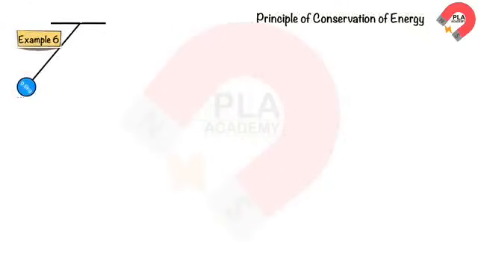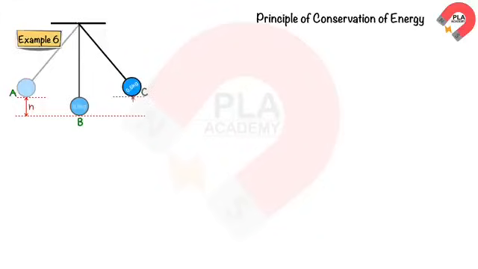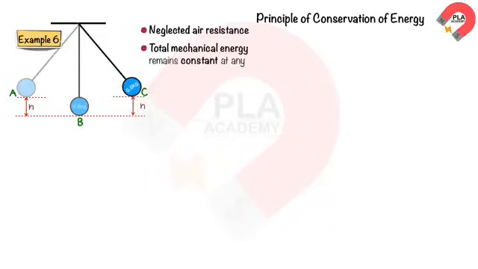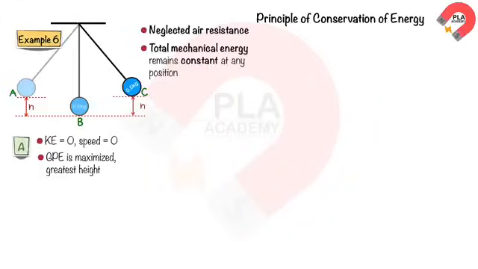In another scenario, let's consider a pendulum with a mass of 0.6 kilograms oscillating from rest at point A, to point B, and then to point C, neglecting air resistance. The total mechanical energy of the system remains constant at any position due to the principle of conservation of energy. At point A, the initial kinetic energy is zero due to zero speed, while the gravitational potential energy is maximized.